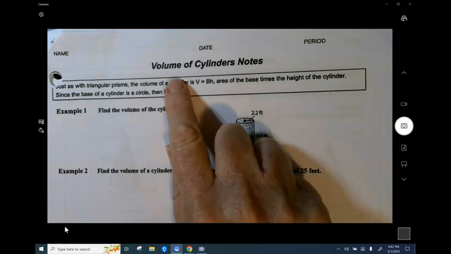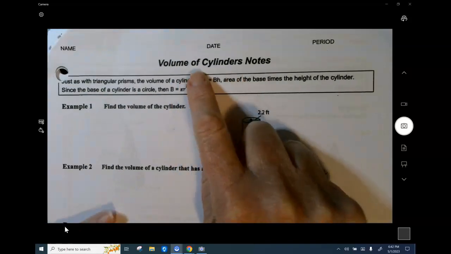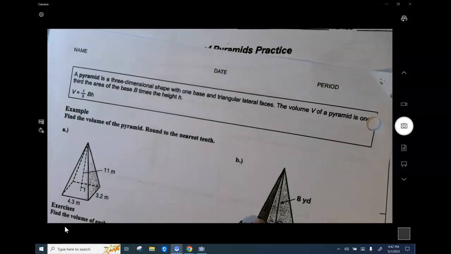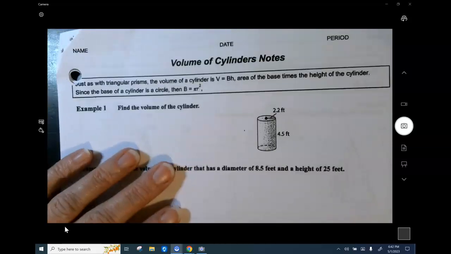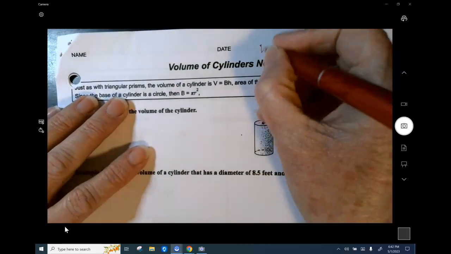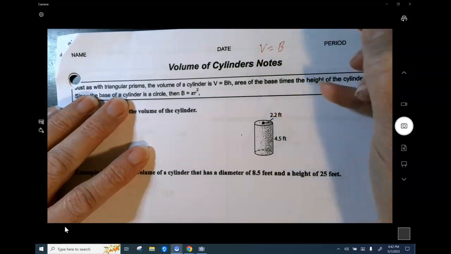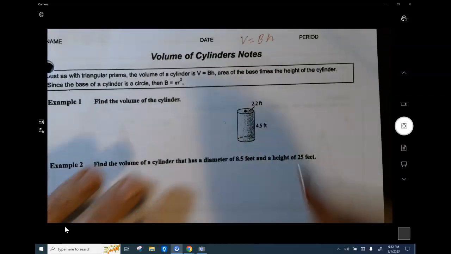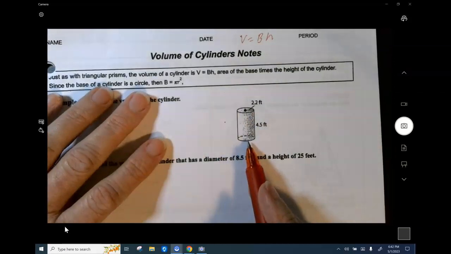So today we're going to talk about volume of cylinders, and we're also going to be talking about volume of pyramids. So remember yesterday we learned that volume is equal to the area of the base times the height. So we're still going to be using that information. But now look at your cylinder. Okay, we've talked about this before.